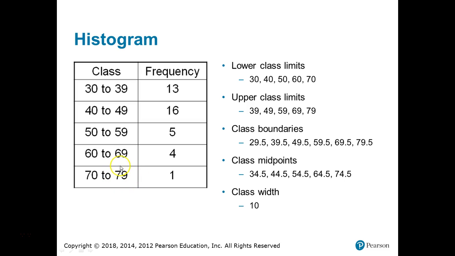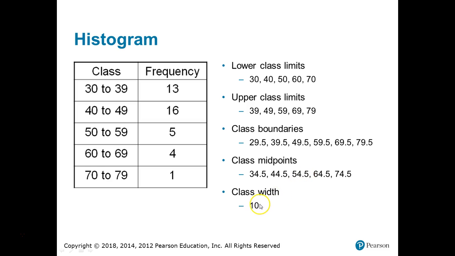The class midpoint is going to be 30 plus 39 divided by 2, 34.5. 40 plus 49 divided by 2, 44.5. You can see the trend from here. You're just going to add 10 each time. So that's 34.5, 44.5, 54.5, 64.5, and 74.5.